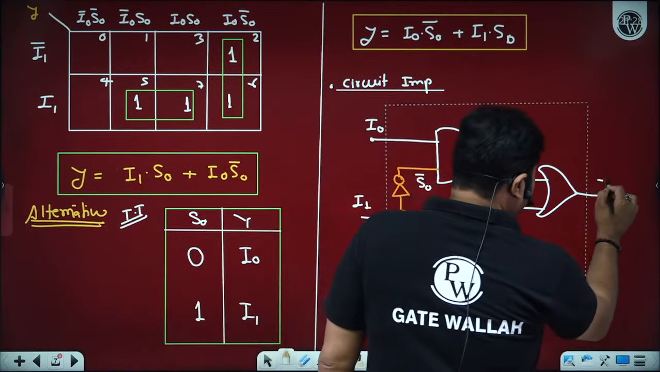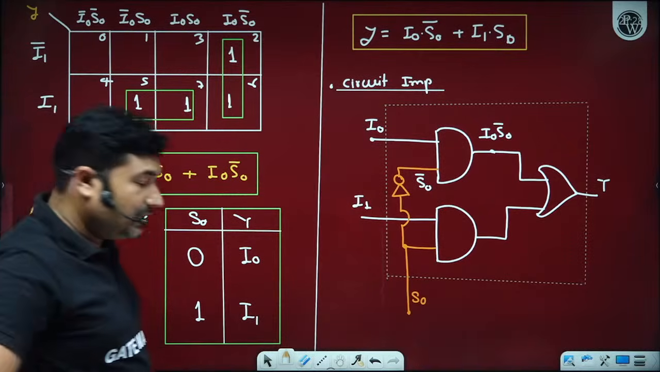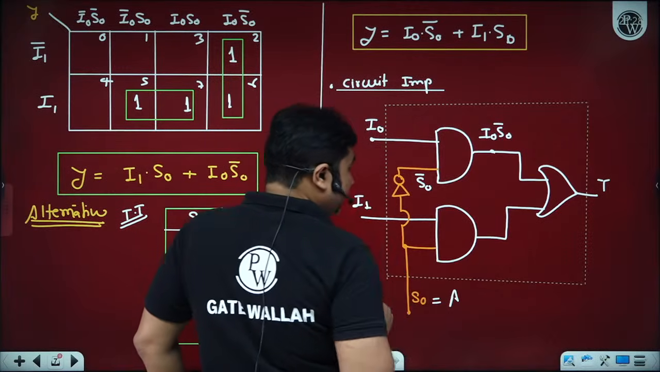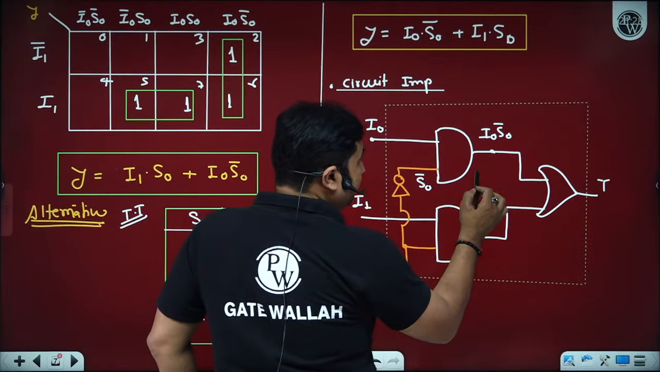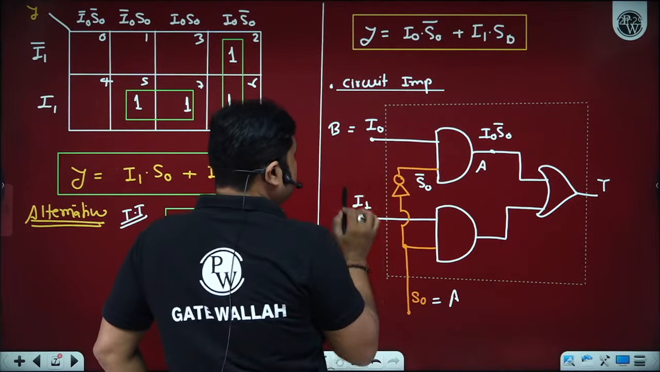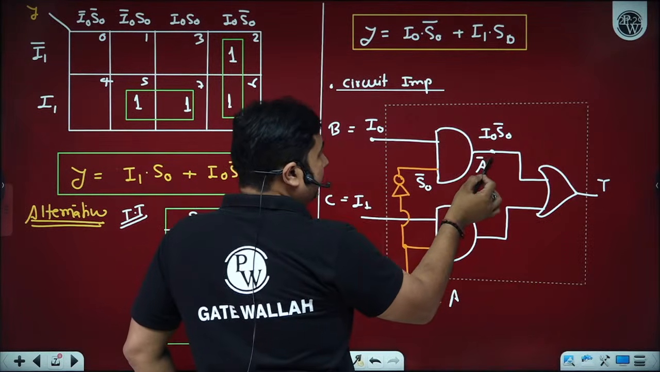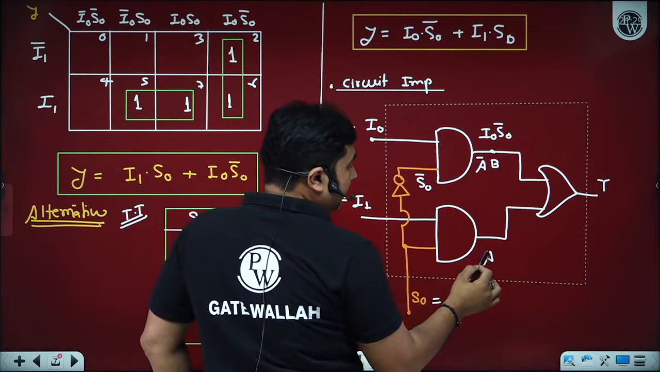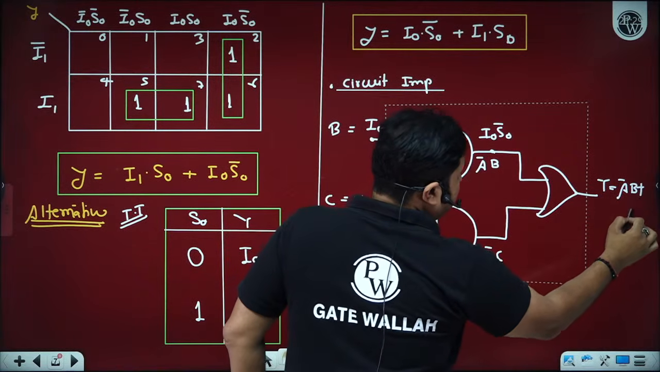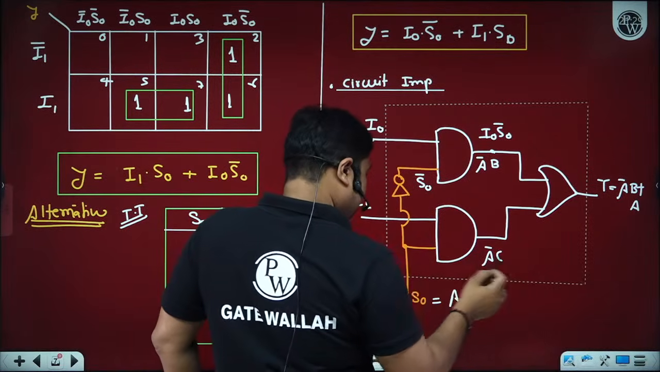How many of you are able to understand up to this part? Please let me know by writing in the comment section. Suppose we have the select as input A, then what will we get here? Here we will get A, and let us suppose we have B and C. So what will we get at the output? A bar B, here we will get A bar C, and at the output we will get A bar B plus A C. Sorry, this is A bar B plus A C.